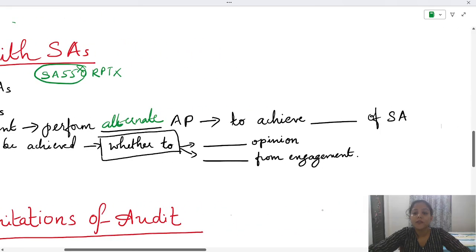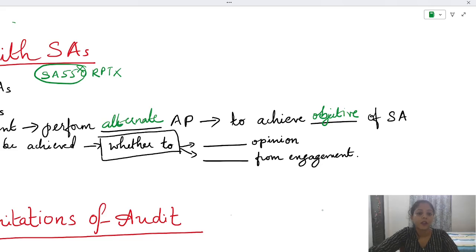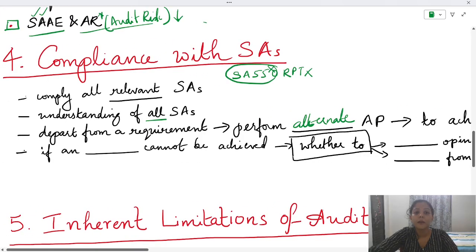To achieve dash of SA. What should be achieved? Objective, or the aim of the SA should be achieved. Now, what is the next point regarding compliance with SA? If an dash cannot be achieved, whether to. Okay, there are two other blanks.